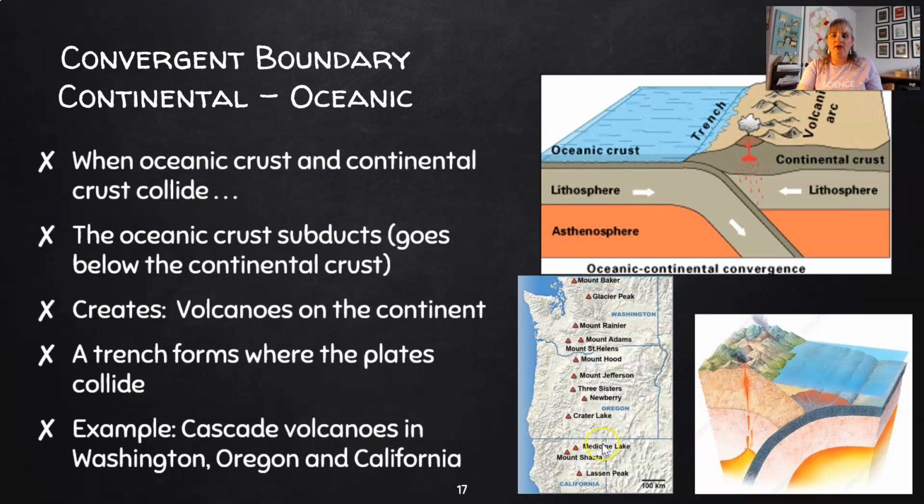Our real world example of this is the Cascade volcanoes in Washington, Oregon, and California, and that is where Mount St. Helens is, but there's this whole chain of volcanoes because we've got a plate boundary right off the coast of Washington, Oregon, and California.